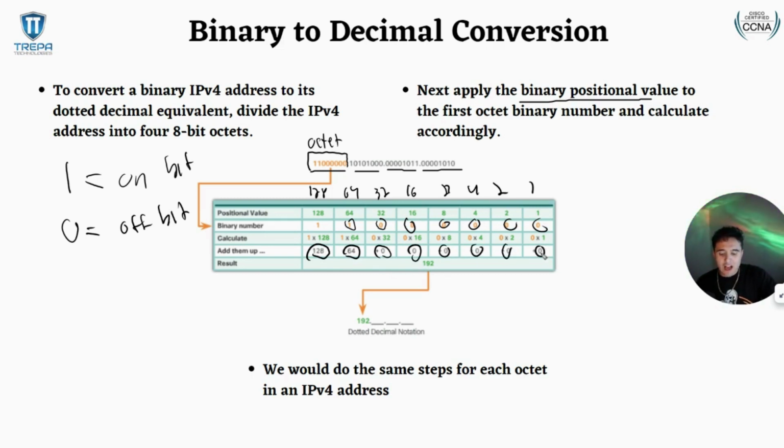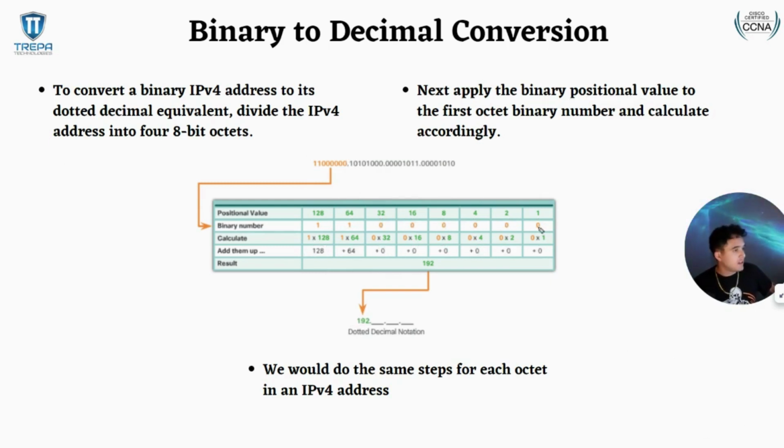And if we add this up, 128 plus 64 is 192. And then plus 6 other zeros is still 192. So we just converted that first octet. Now let me clear the screen. Let's do this again for the second one.